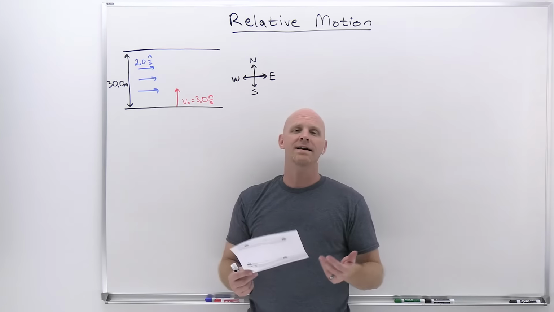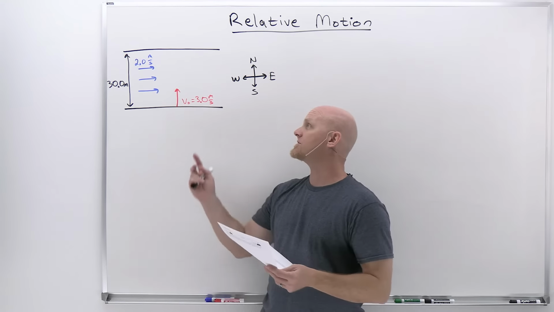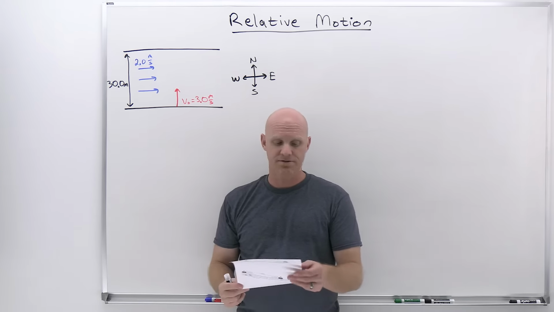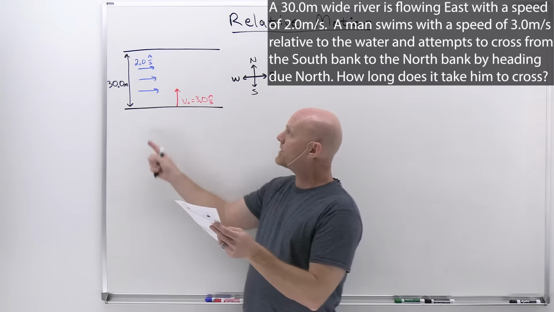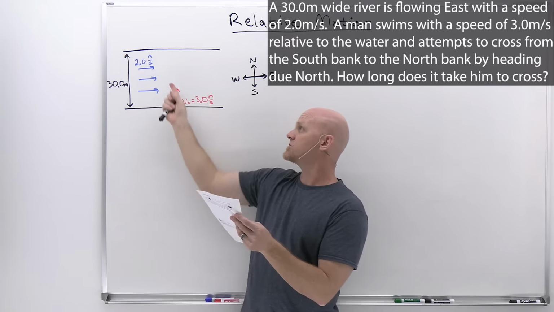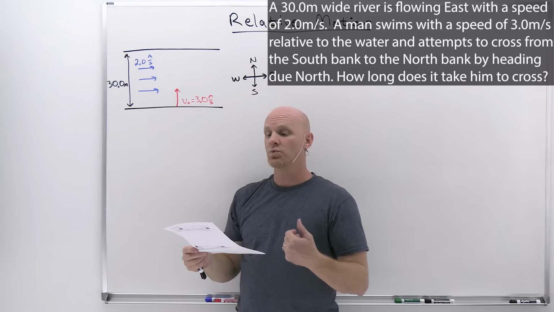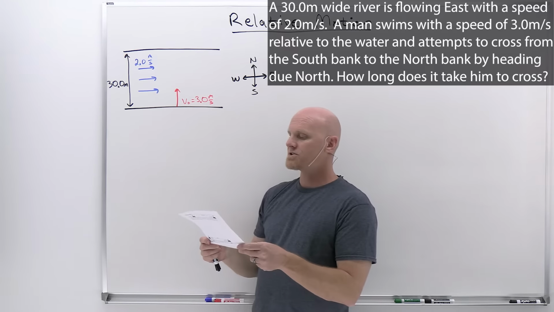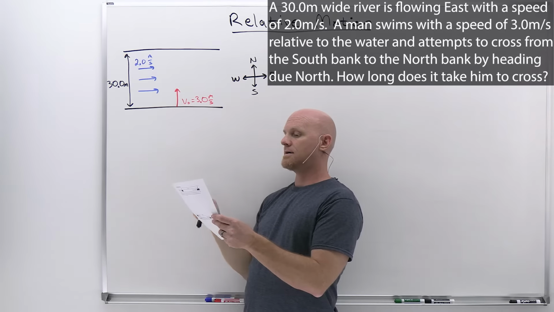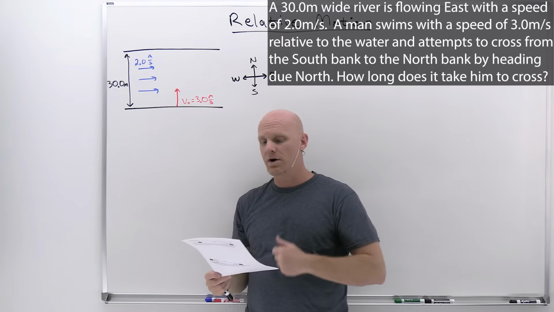All right, now we've got the classic 2-dimensional physics relative motion problem, and it's going to involve a swimmer trying to swim across a river that's got a current involved. If we read this, a 30.0 meter wide river is flowing east with a speed of 2.0 meters per second. A man swims with a speed of 3.0 meters per second relative to the water and attempts to cross from the south bank to the north bank by heading due north. How long does it take him to cross is the first part of a 4-part question.